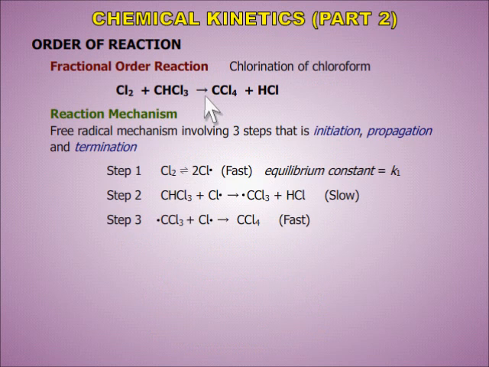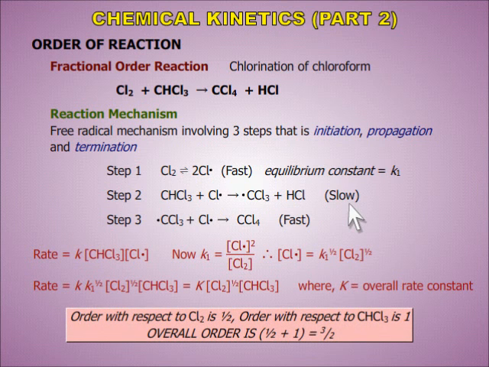Consider this reaction. This one is a complex reaction and the mechanism involves three steps. The mechanism shows formation of a chlorine free radical which reacts with chloroform to form a carbon trichloride free radical as the reaction intermediate. The second step is slow and is the rate determining step. So this is the rate expression. The chlorine free radical is also a reaction intermediate which cannot be seen in the overall reaction.